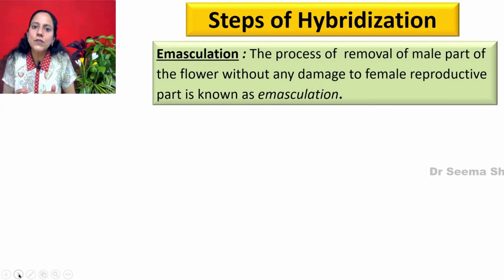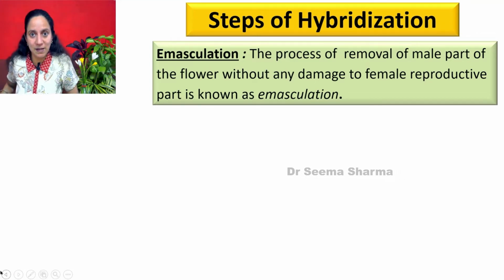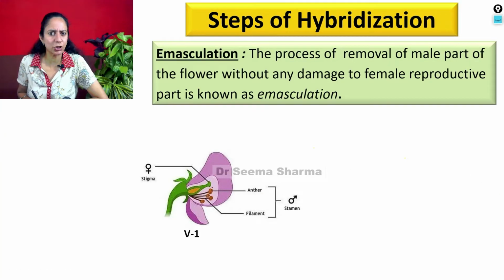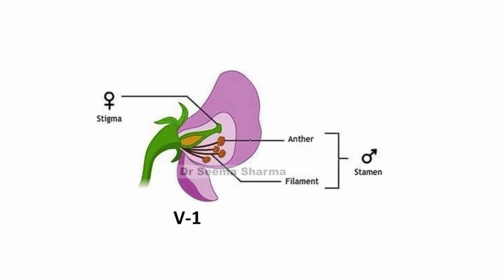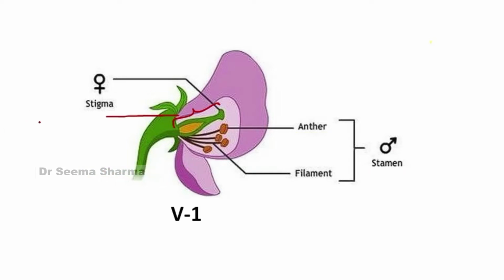Emasculation is the process of removal of male parts from the flower without damaging the female part. Now let's understand the same with the help of a pictorial flow chart. This is the structure of a flower. Here you can see this is the anther, this is the filament, and actually this is the stamen part of the flower, and this part is the pistil part of the plant.